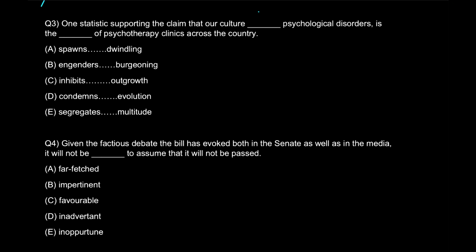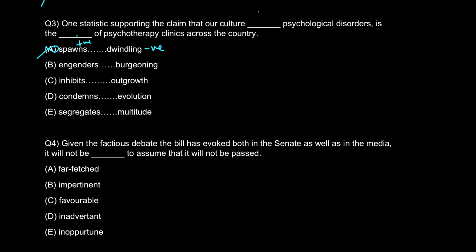So this is being supported by the other blank. So हम ऐसा कोई ऑप्शन खोज के निकालेंगे जिसमें दोनों ही ऑप्शंस एक दूसरे के साथ बहुत क्लियरली connected हो. जैसे कि if I take spawns and dwindling, dwindling has a negative term and spawn is a positive term. So option A gone. Engenders and bargaining.